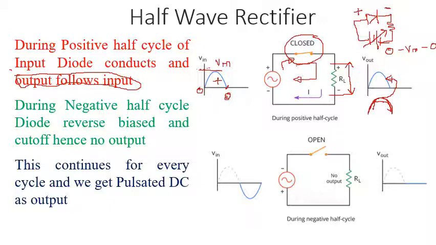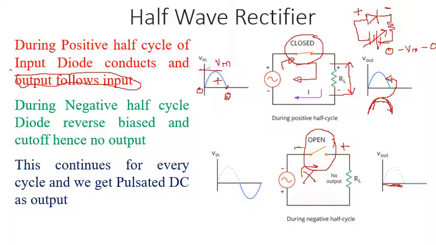During negative half cycle, this end is negative and this end of the diode will be positive, and your diode is reverse biased. Your diode acts as an open switch. Then there is no flow of current, and you will get a zero value.